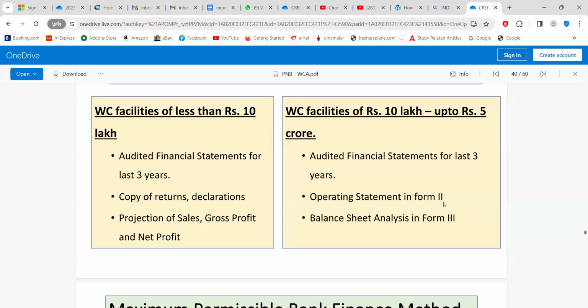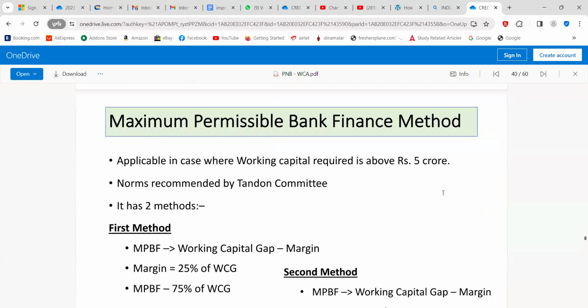I don't know what form 2 and form 3 are. I don't know. There will be a form which they have to fill up themselves. If we come across that, we will see. I have not seen that so far.